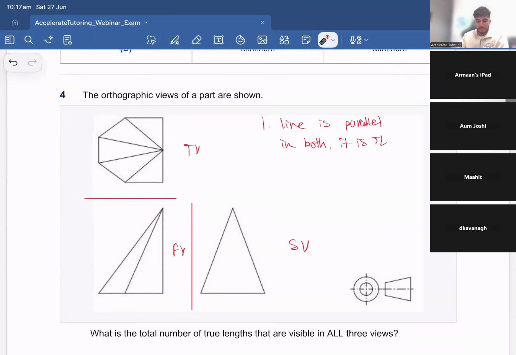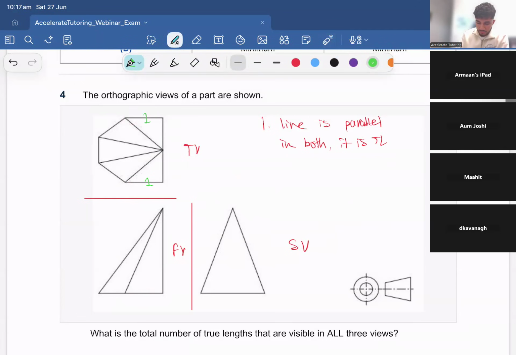So if we just look at this as an example, this line over here and this line over here are parallel in both. So that is true length. Same would go for this. That line and this line are also the exact same. So that is also true length. So we can mark a 2 over there.